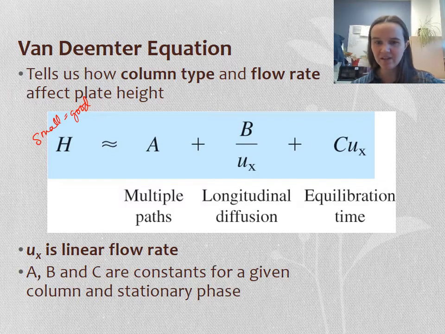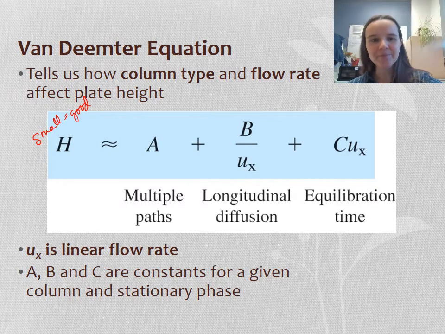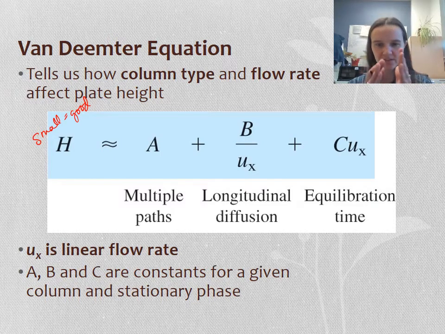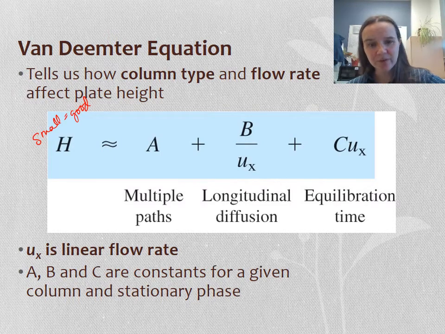So the speed of the liquid or the speed of the gas going through the chromatography is your flow rate. And so h, your plate height, small is good here, is proportionally equal to, so nice little squiggle equal sign, 3 different terms. And one of those is the A term, multiple paths. B term is about longitudinal diffusion, that's that spread. And the C term is about equilibration time. And u sub x is our linear flow rate. And I will talk to you in just a moment about each of these.